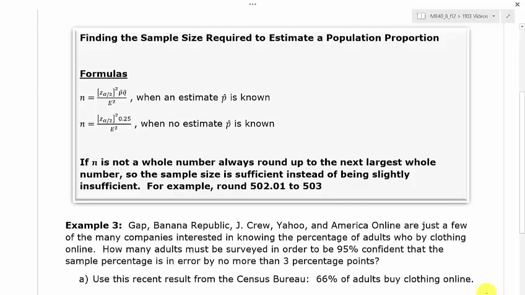In this video, we're going to take a look at how to figure out what sample size is required in order for you to estimate a population proportion. There are two different formulas. The first one is if you have an estimate for p hat that's known.